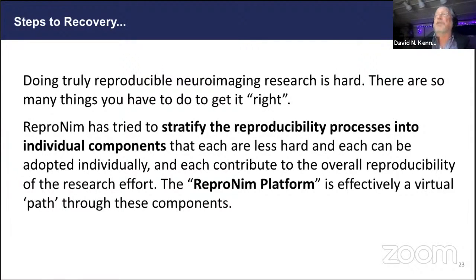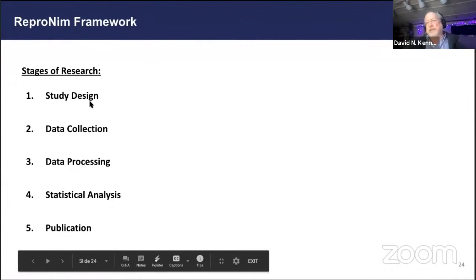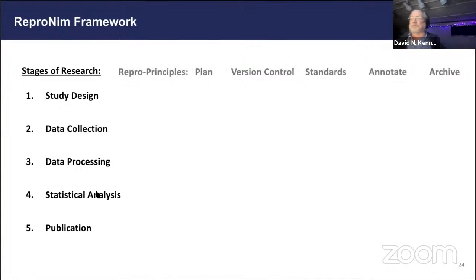But if we can get you to do simple things that are a little bit better than what you did in your prior paper, and then through your sequence of learning and doing things a little bit better, we all can sort of improve the background and the underpinnings of the published literature that we generate. So the stages of research that we dwell upon, the five steps that we'll refer to, are study design, data collection, data processing, statistical analysis, and the publication.